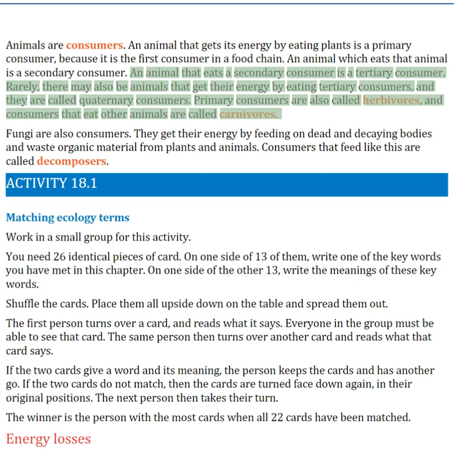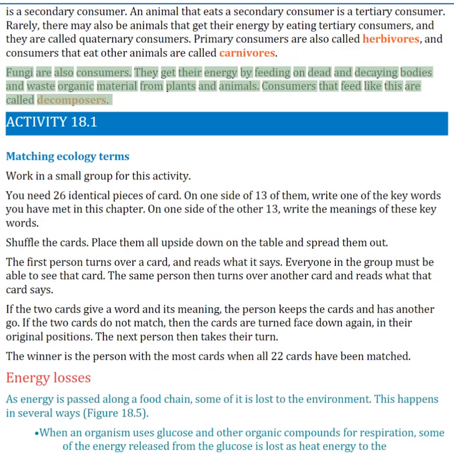Primary consumers are also called herbivores and consumers that eat other animals are called carnivores. Fungi are also consumers. They get their energy by feeding on dead and decaying bodies and waste organic material from plants and animals. Consumers that feed like this are called decomposers.